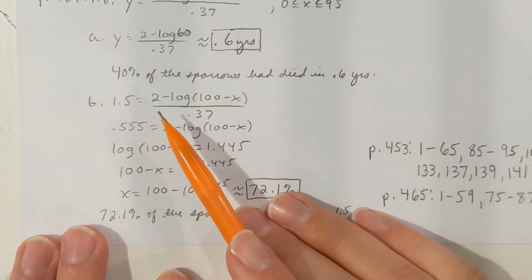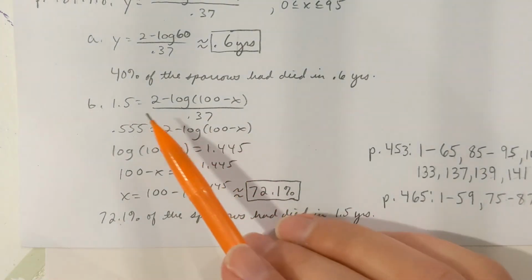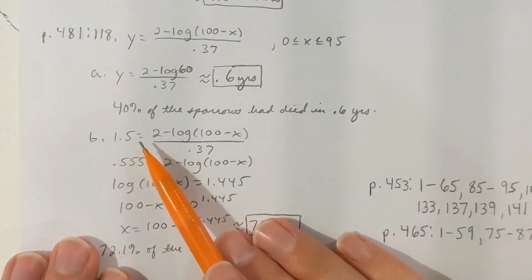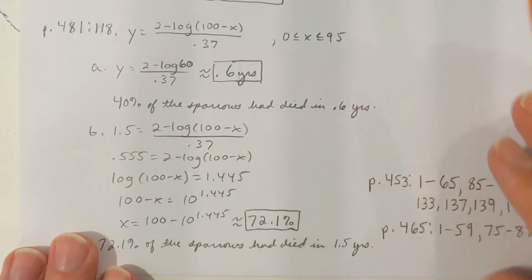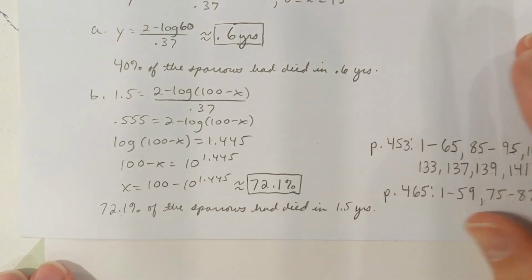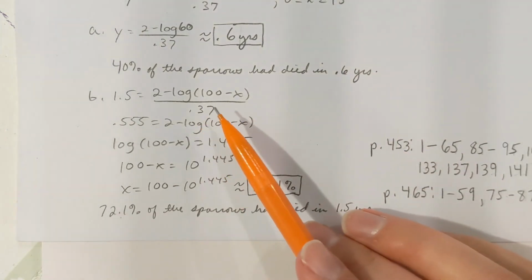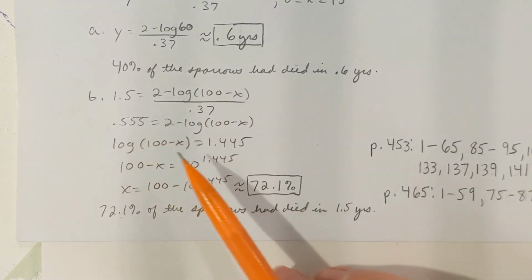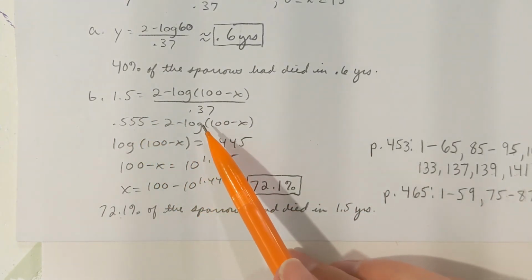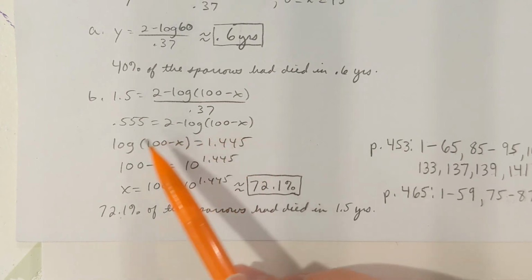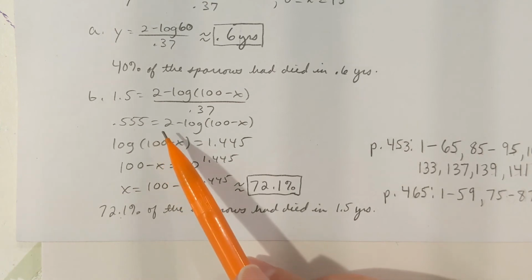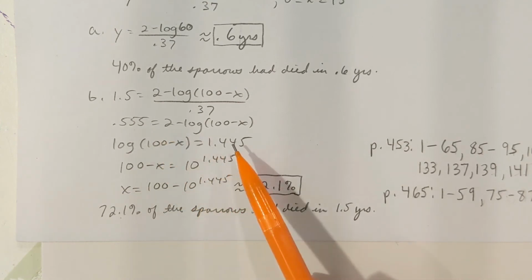Now in part B, we were supposed to find X when Y was 1.5. So here's my formula that was given, and I've set Y to be 1.5, and I got to solve this equation for X. I'm going to multiply both sides by 0.37. 1.5 times 0.37 is 0.555. And then if you add log of 100 minus X to both sides and then subtract 0.555 from both sides, 2 minus 0.555 is 1.445.